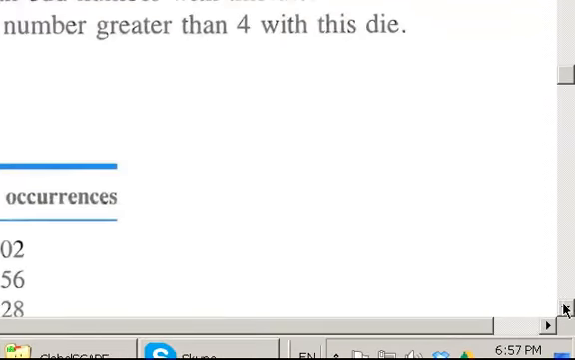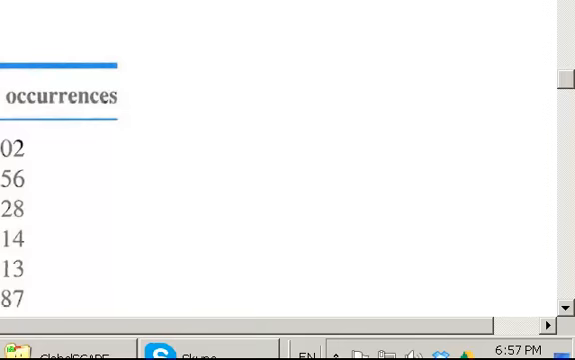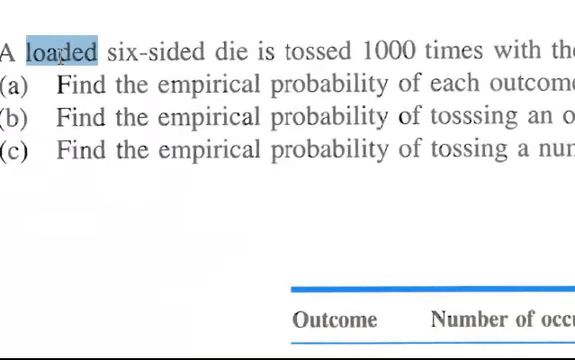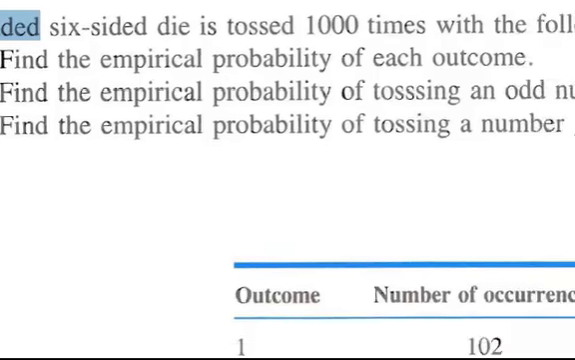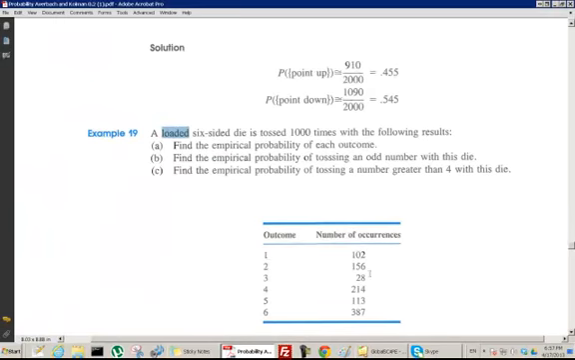Okay? Or a second example would be a loaded six-sided die is tossed, so it's loaded, so we're not assuming that all the outcomes are equally likely, so we can't just say 1/6. In other words, we can't assume the uniform probability model. But a loaded six-sided die is tossed 1,000 times with the following results. The number of times 1 occurred was 102, 2, 156, 3, 28, 4, 21, 5, 214, 6, 113, 387. Find the empirical probability of each outcome.